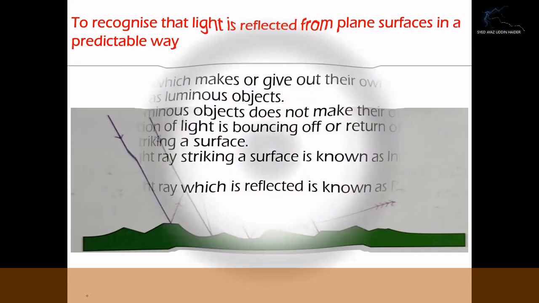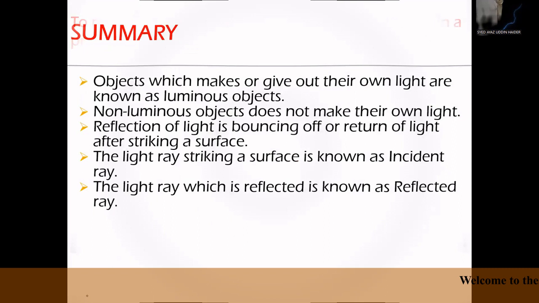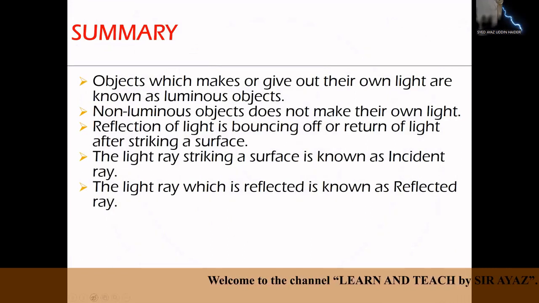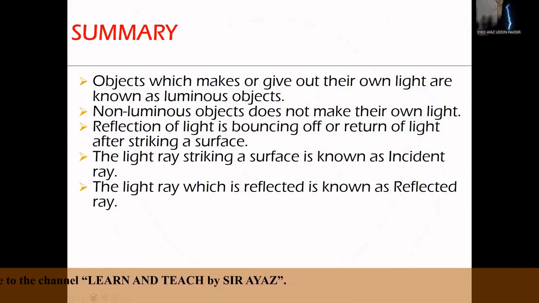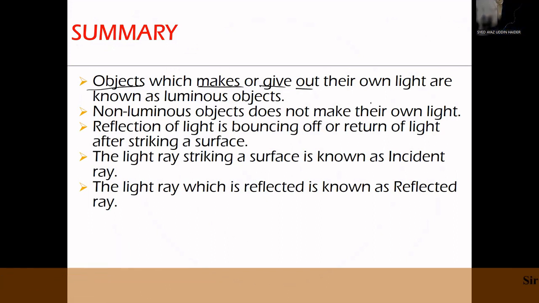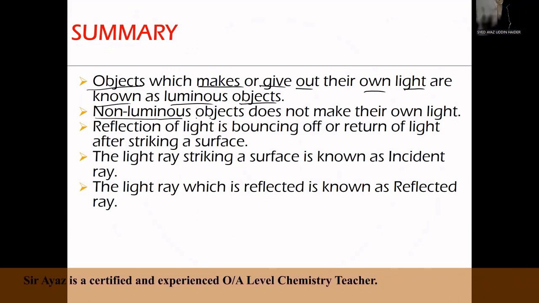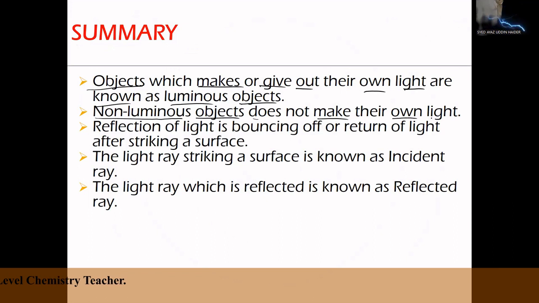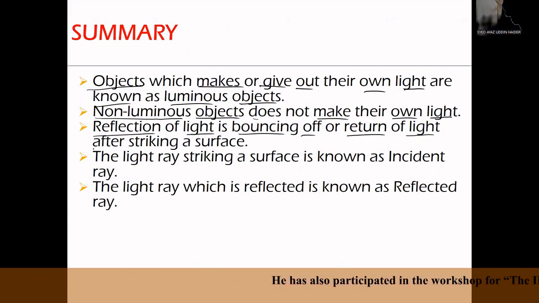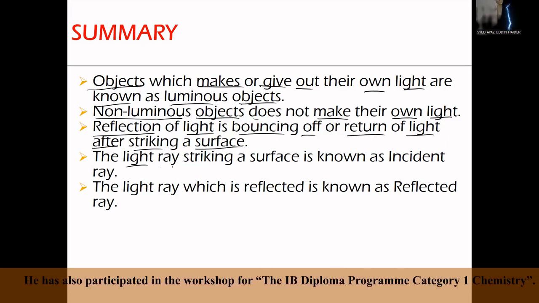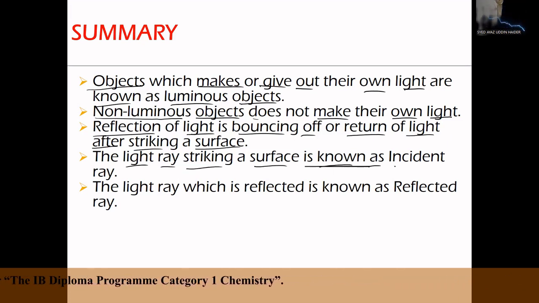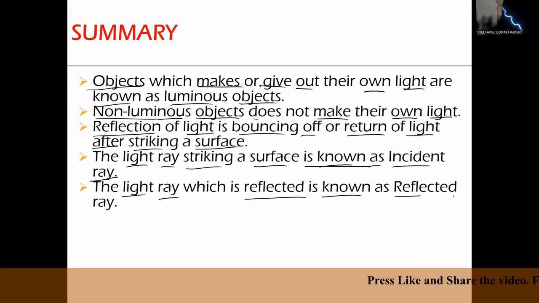So here's the summary of this video lesson. Objects which make or give out their own light are known as luminous objects. Non-luminous objects do not make their own light. Reflection of light is bouncing off or return of light after striking a surface. The light ray striking a surface is known as incident ray. The light ray which is reflected is known as reflected ray.